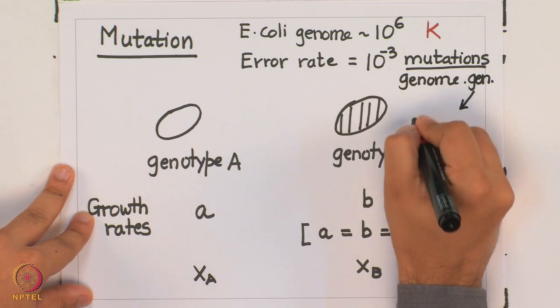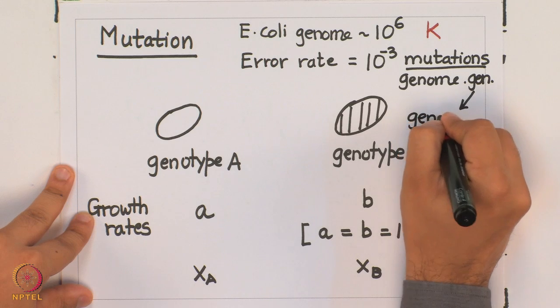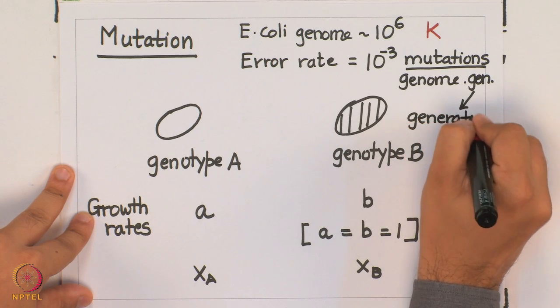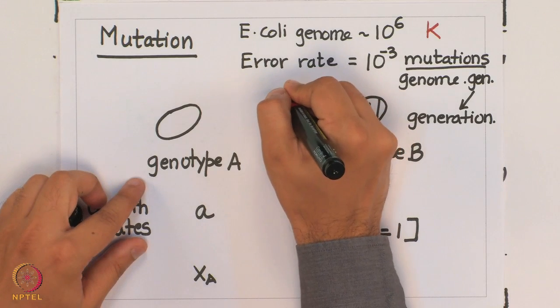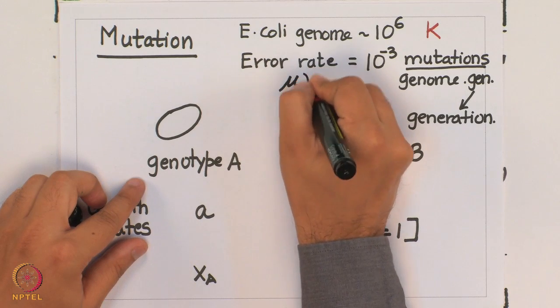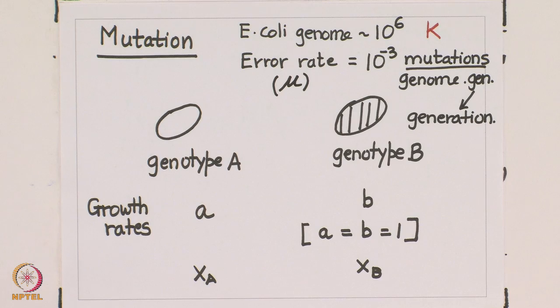This word here, I will write it in full, is generation. What does this number mean? Error rate is typically represented by the variable mu in literature. What does this number 10 power minus 3 mutations per genome per generation actually mean?